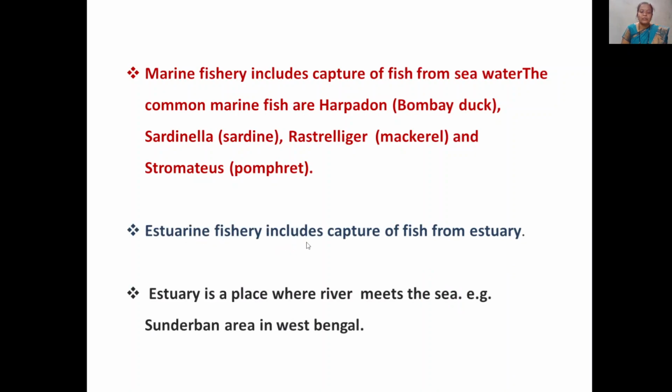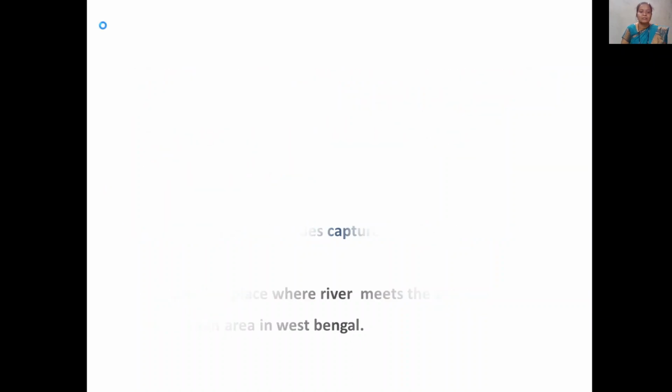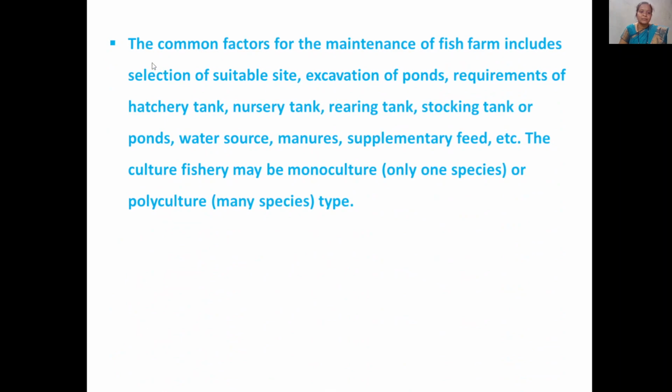Estuarine fishery includes capture of fish from an estuary. An estuary is a place where a river meets the sea, for example the Sundarban area in West Bengal. Go to next slide.